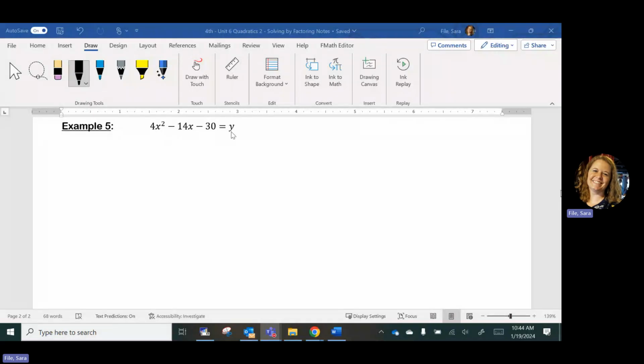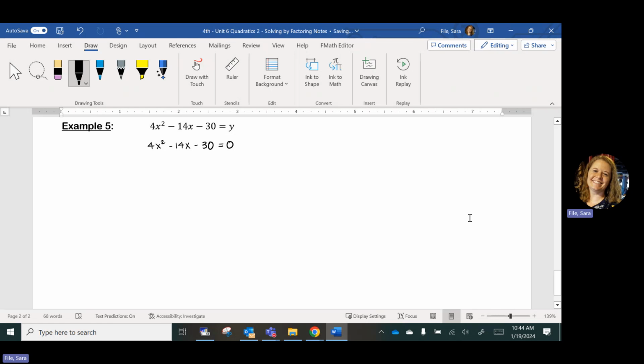One. It already has our standard form, ax squared plus bx plus c, and we have our equal to y. Step one is to get it set equal to 0. We're replacing y with 0. Okay, so I'm going to do that first. And then I want to factor.